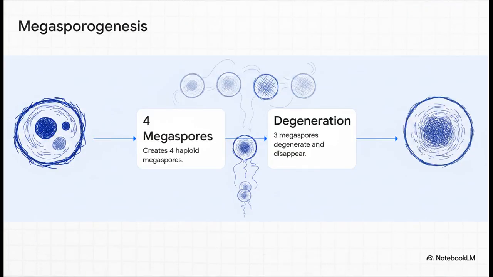Meanwhile, over in the female factory, inside the ovary's ovule, megasporogenesis is kicking off. It starts similarly, with a mother cell undergoing meiosis to create 4 haploid cells. But here, nature is beautifully, almost shockingly ruthless. 3 of these cells simply degenerate and disappear. All the resources are funneled into just one surviving, functional megaspore. That lone survivor gets the exclusive chance to continue the lineage and build the female gametophyte.